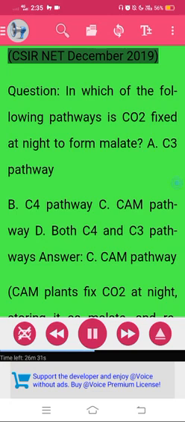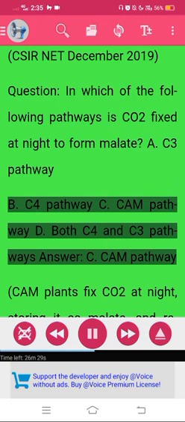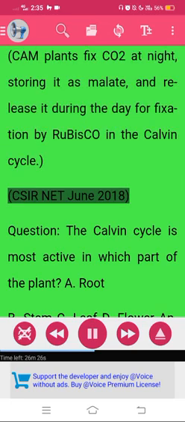CSIR NET December 2019. Question: In which of the following pathways is CO2 fixed at night to form malate? A. C3 pathway. B. C4 pathway. C. CAM pathway. D. Both C4 and C3 pathways. Answer: C. CAM pathway. CAM plants fix CO2 at night, storing it as malate, and release it during the day for fixation by Rubisco in the Calvin cycle. CSIR NET June 2018.